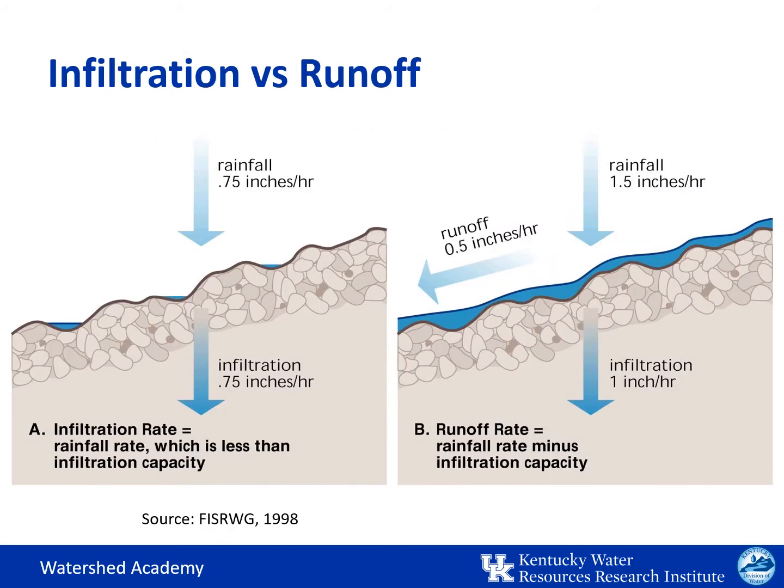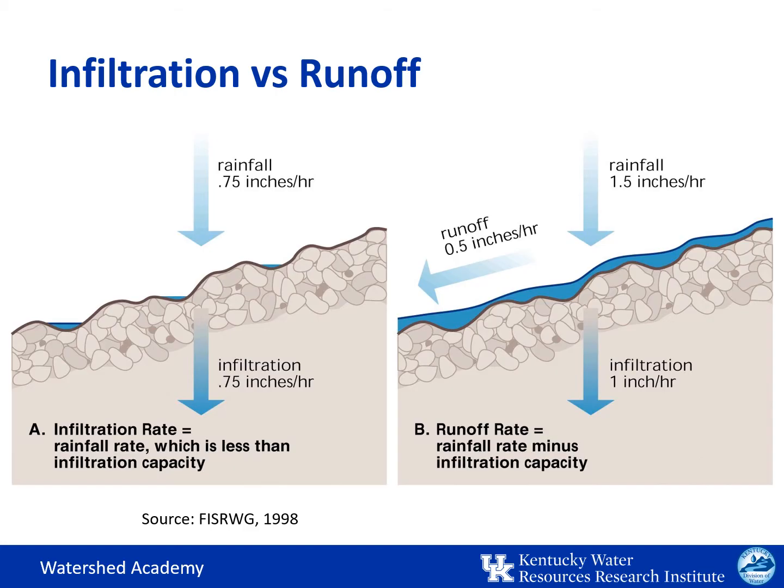If the rainfall rate is greater than the infiltration capacity of the soil, some water will run off of the ground surface. Runoff will also occur when the soil particles are completely saturated with water and cannot absorb any more. Different soils have different runoff rates based on the particle sizes and textures.